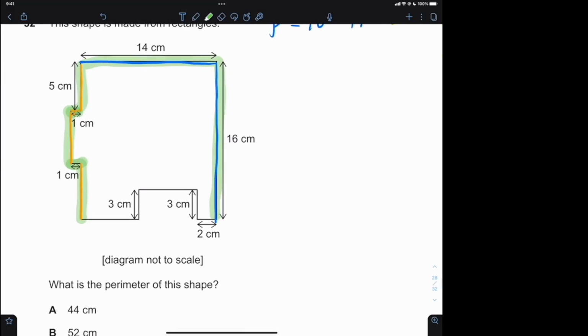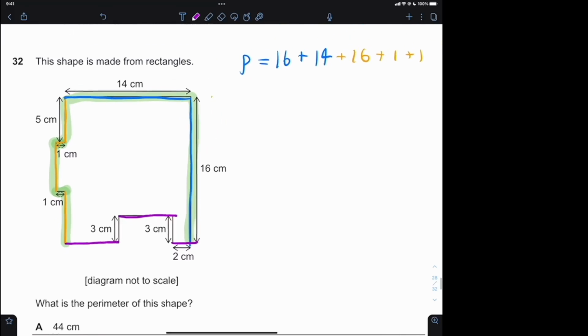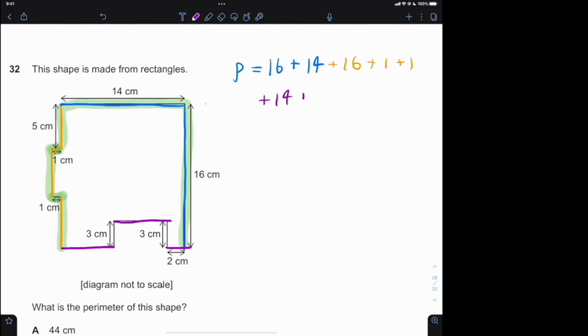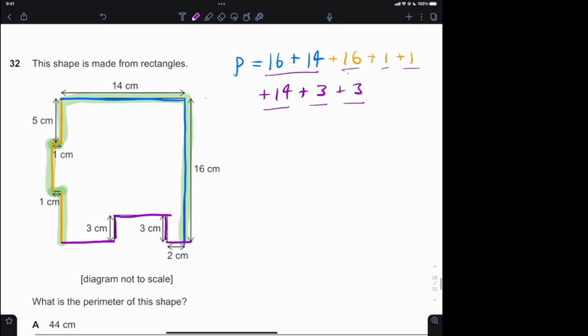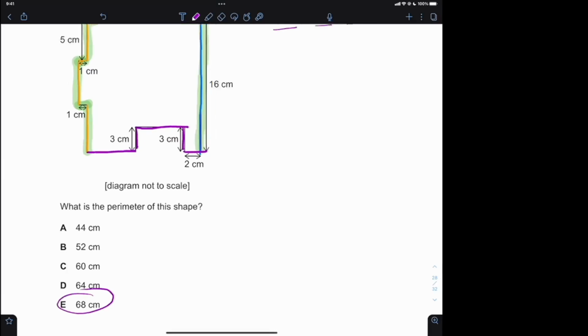Now the same thing applies over here, where if you notice the part that I'm going to color in purple, this bit, and this bit, hold on, this bit and this bit, they add up to 14, right? So we can add up a 14 there, and then we'll just add in the rest of the bits, 3, 3, and that's it. Okay. So now we just need to add these up. These add up to 30 here, 46, 47, 48, 62, 65, and 68. So the perimeter of the shape is 68 centimeters, or option E.